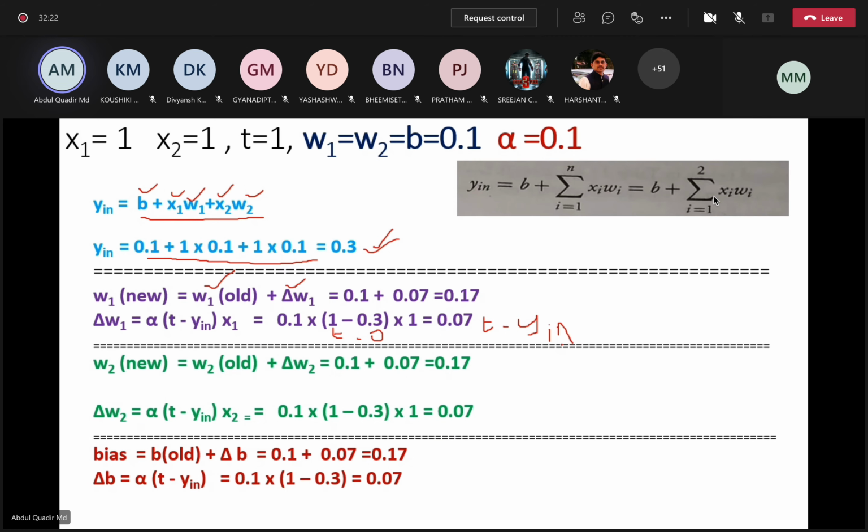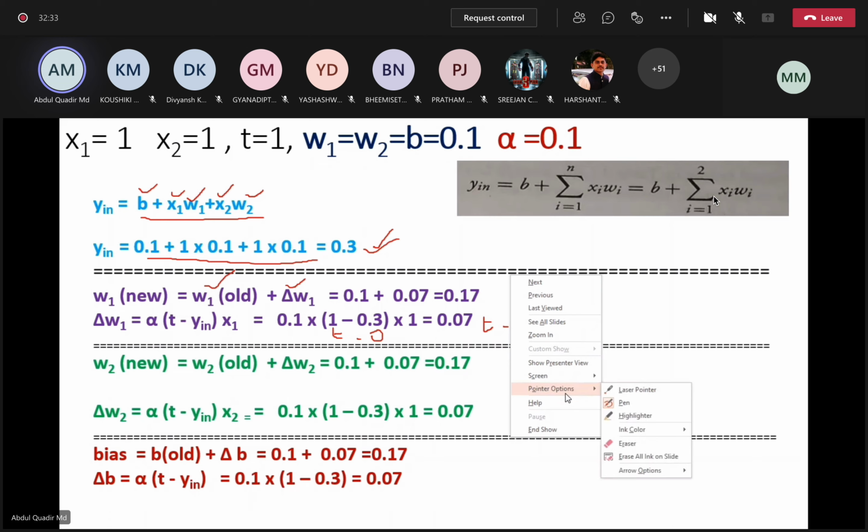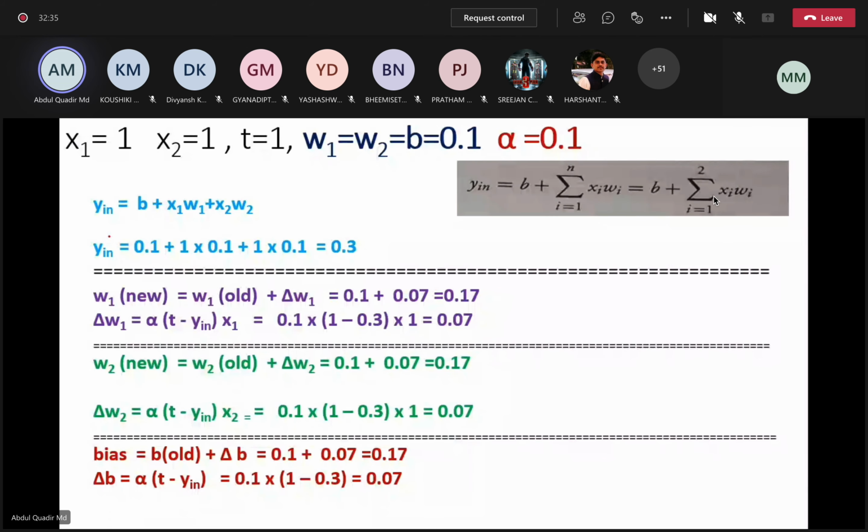That's the difference. Yesterday in the perceptron, we updated the weights only when the output did not match the target. But here it is T minus Y in, where Y in is the predicted value. The other concepts remain the same.